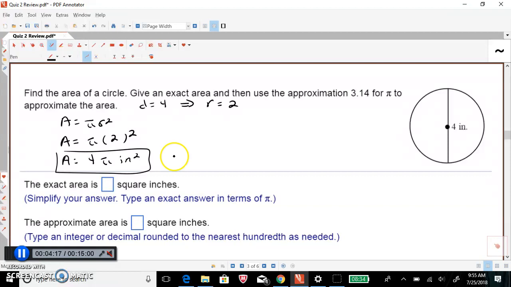And then for the approximation, take that answer and simply substitute 3.14 in for pi. That's the approximation for pi. And multiply that out. And that gives us 12.56.